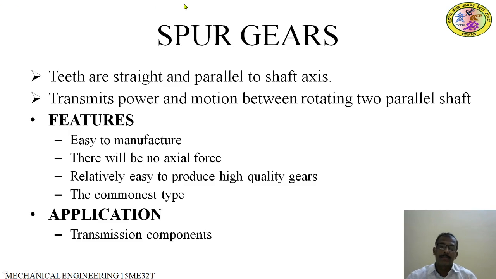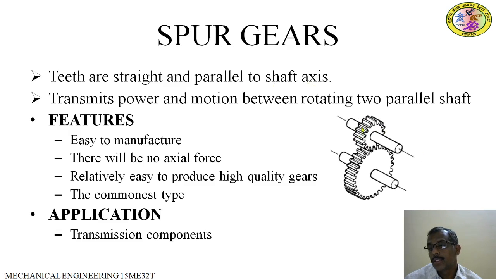Spur gears, you see here. The very first is the spur gear. Here the teeth are straight and parallel to the shaft axis. Now you see here, this is a spur gear. These teeth are straight and parallel to the axis of rotation of the shaft. You observe the teeth here, they are straight. They transmit power and motion between two rotating parallel shafts only. Between two parallel shafts only, these types of gears are used.